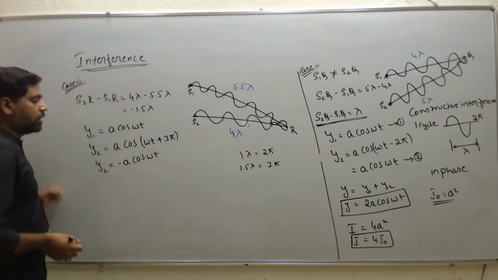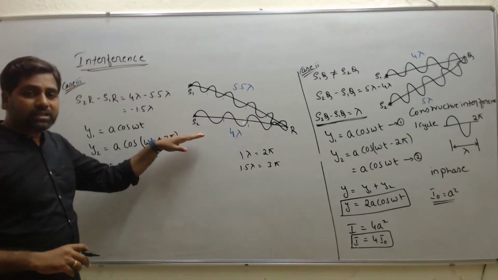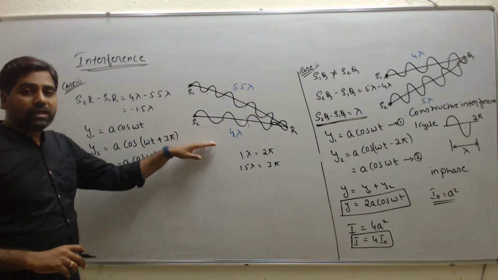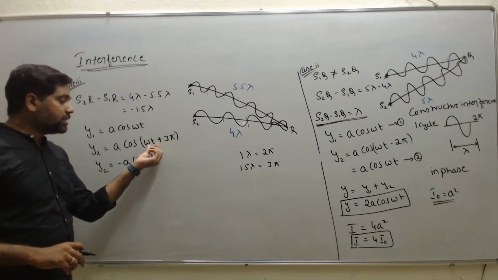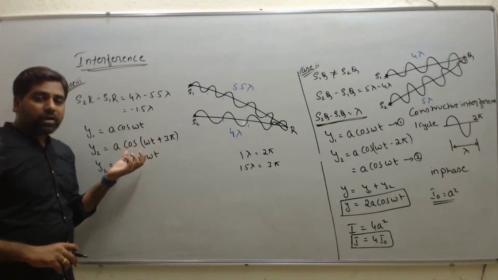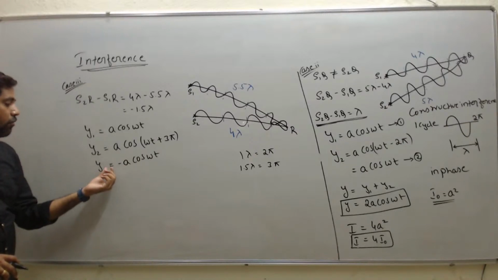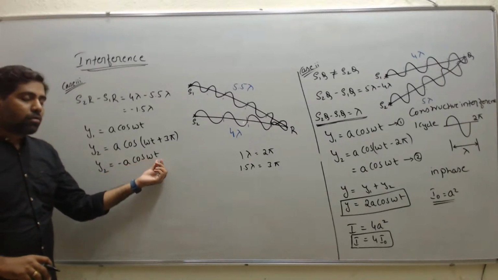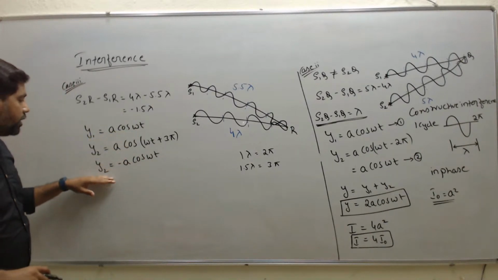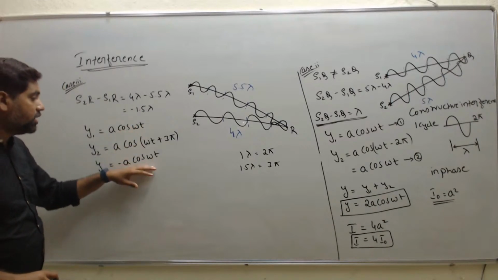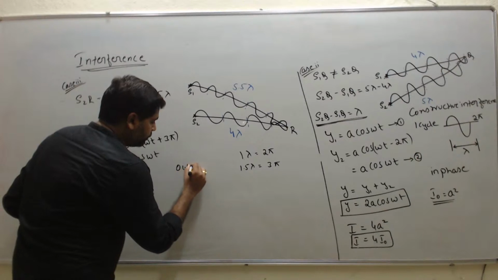This is from trigonometry. 2 pi means 360 degrees, 3 pi means 360 plus 180. So 180 plus theta goes to the third quadrant, where the cos value is minus. Hence we can write y2 equals minus a cos omega t. So if we observe, y1 is positive and y2 is negative, that is, these two waves are out of phase.